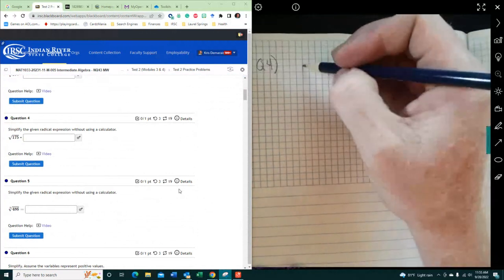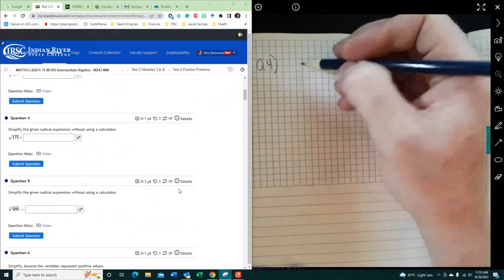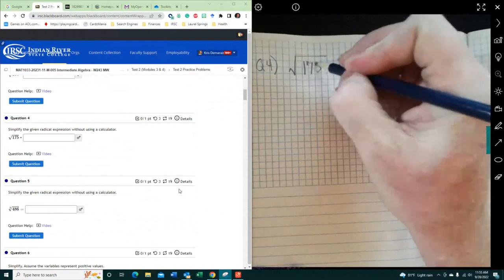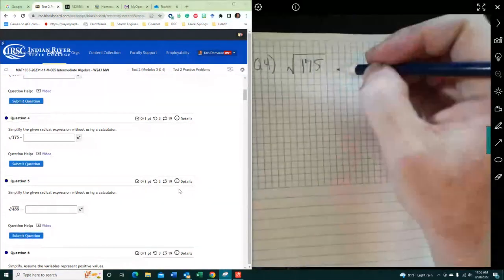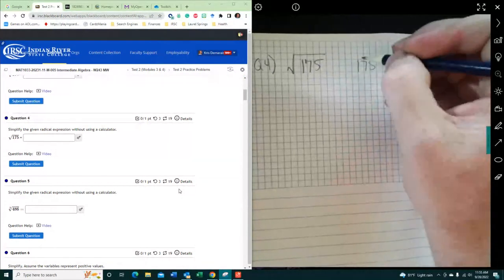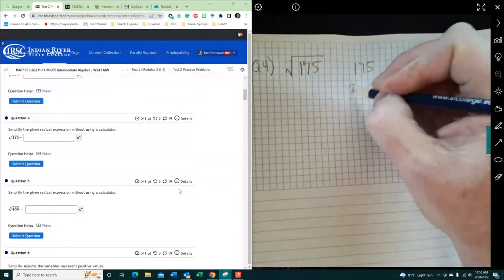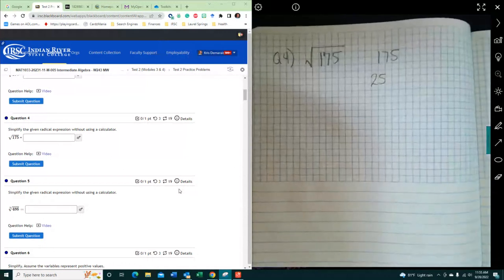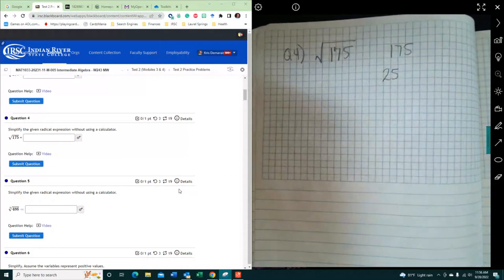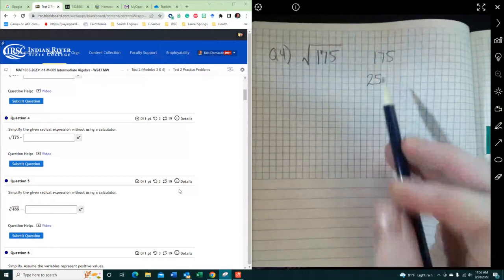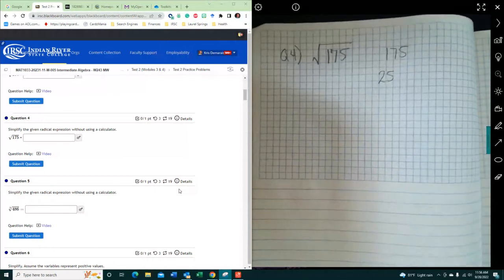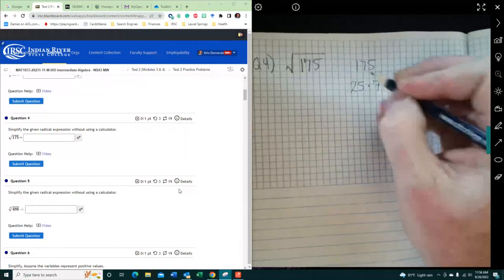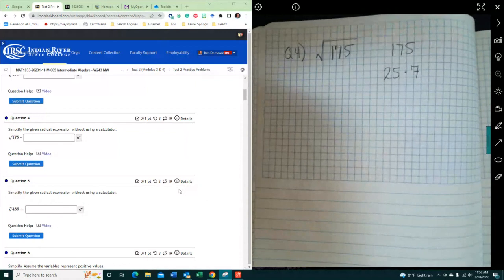Question number 4 says simplify the given radical expression without using a calculator. So what they're trying to have you do is take it without a calculator and break it down. For example, 175, we know that something multiplies 25 to get 175, right? If you think about it closely, you can think about this as 25 cents and this is $1.75. And that means that there's 7 quarters in $1.75, or 7 times 25 is 175. That's just one way of thinking about it, right?